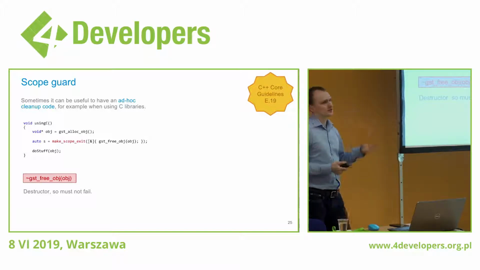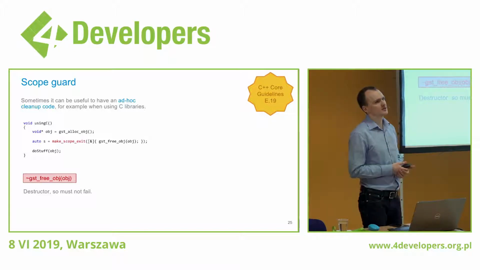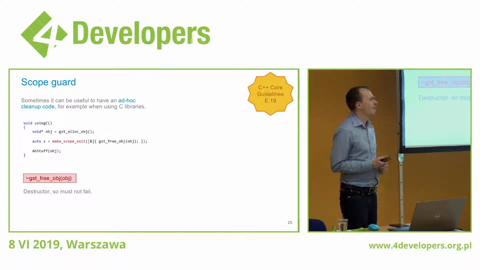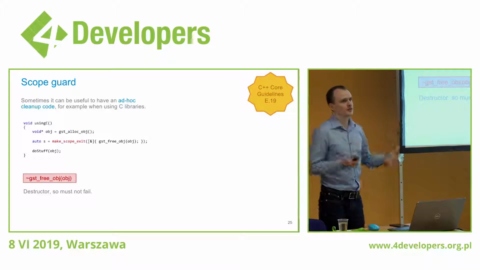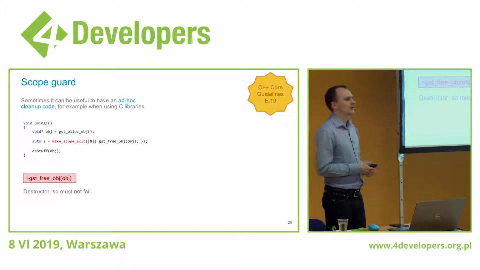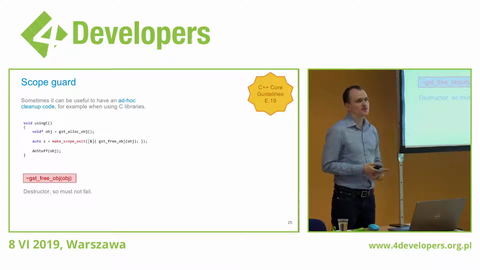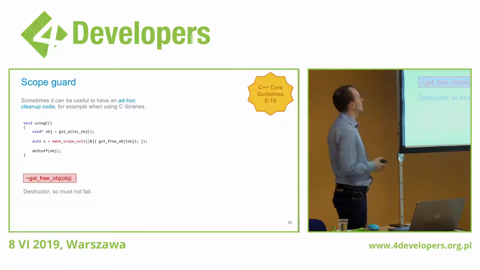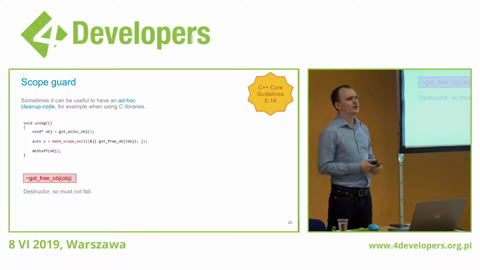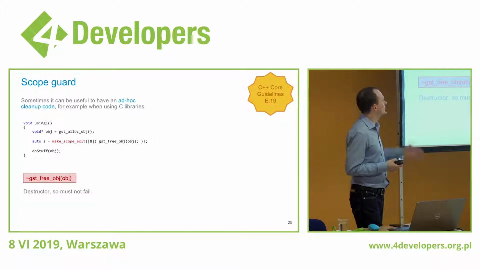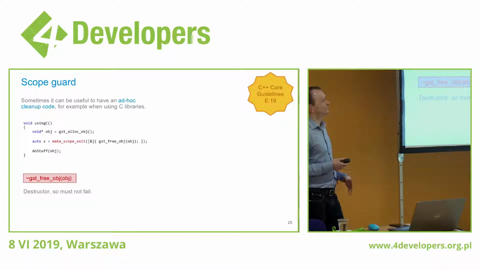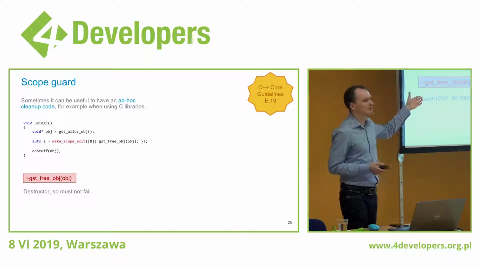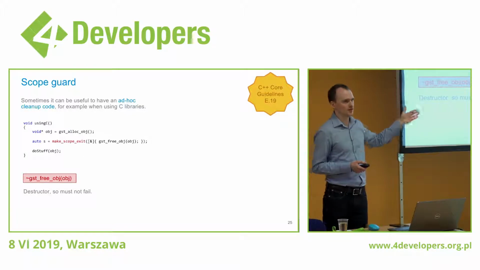We can use scope guards, and the scope guard is an object that simply takes a function and calls it in its destructor. So this way, it's useful when you are using some C libraries, for example. You have one function that creates some resource. You have another function that you need to call to release this resource. So you can use this scope guard to create this ad hoc destructor that will simply clean up the object when the function exits. But we need to remember that this is still called in a destructor, so it cannot throw, it cannot fail.